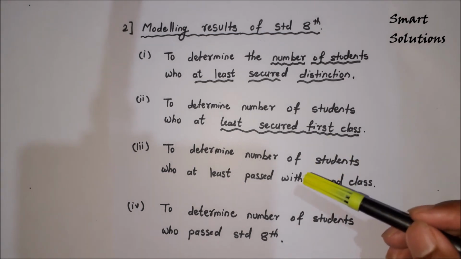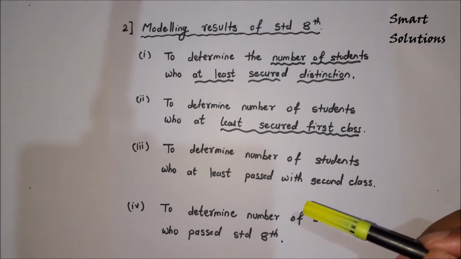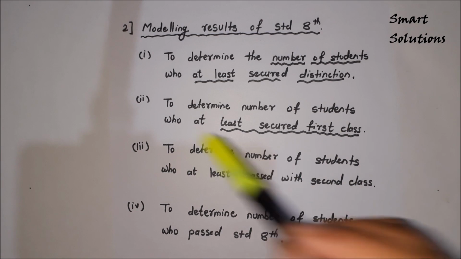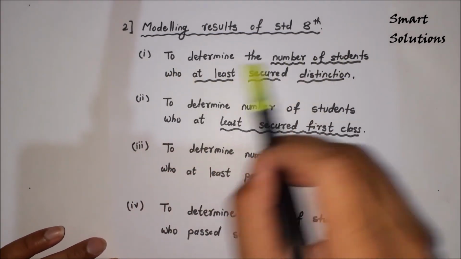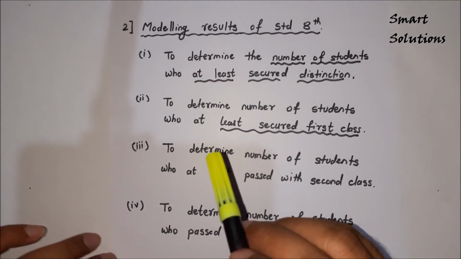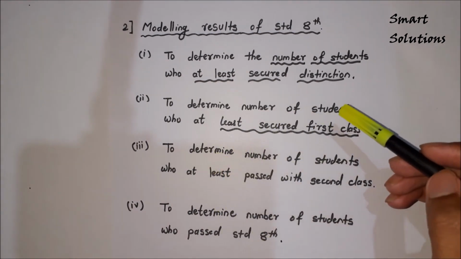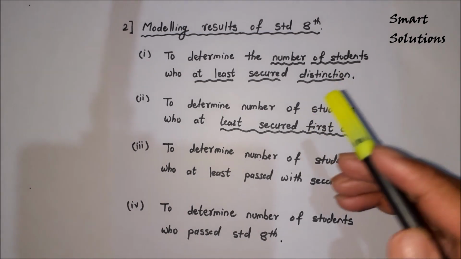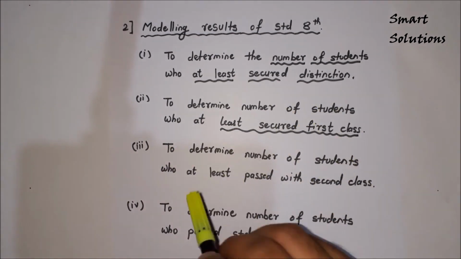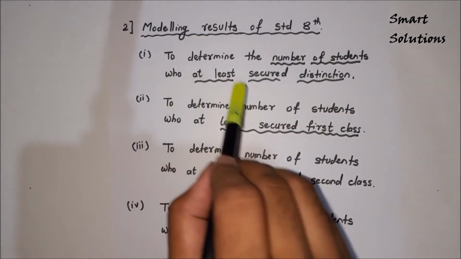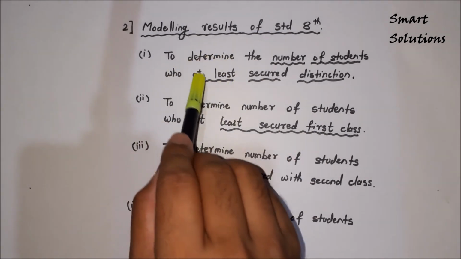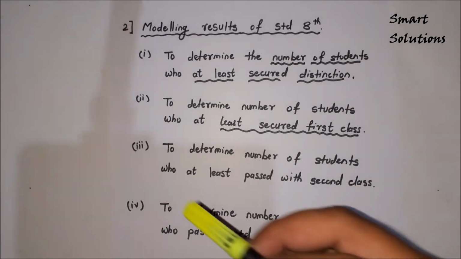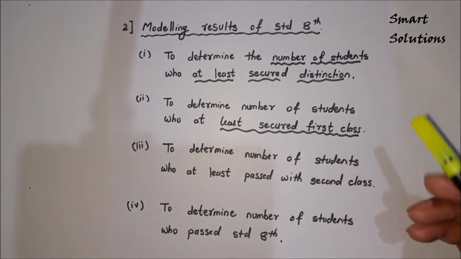For that, initially we have to formulate a problem, that is we have to make a problem. The problem statement that we have made is to determine the number of students who at least secured distinction. So what does it mean? It means that, for example, if you had 100 students, then out of those 100 students, how many passed with at least distinction? As we move forward in more detail, you will understand the importance of words like 'at least'. We will be discussing that later, but you just have some idea of how to formulate the problems.